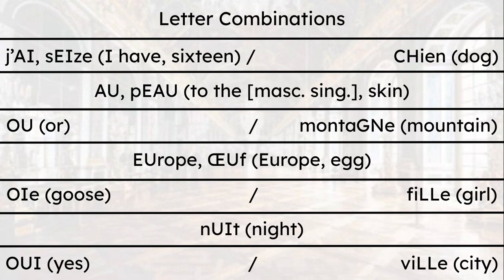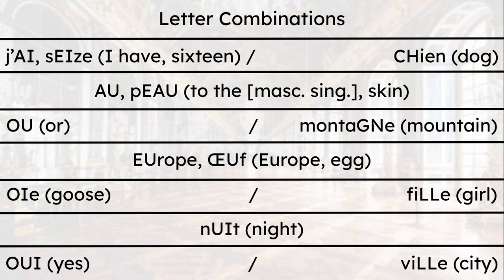U is OU. And then GN makes like the N with the tilde on top of it, so nya, so montagne, montagne. And then EU, and then that ligature of OE, then U makes E, so Europe, and UF. OI makes wa, which means goose.